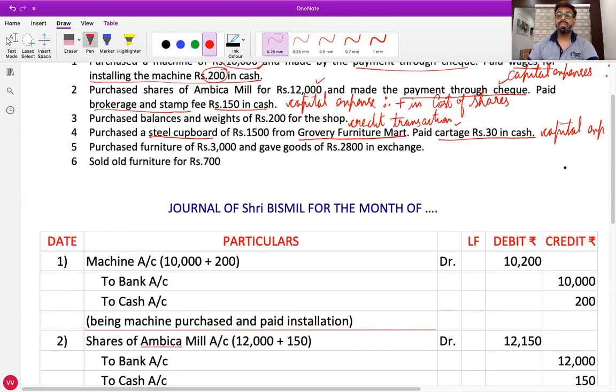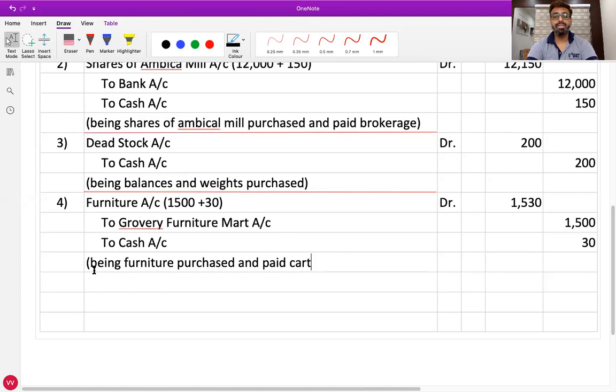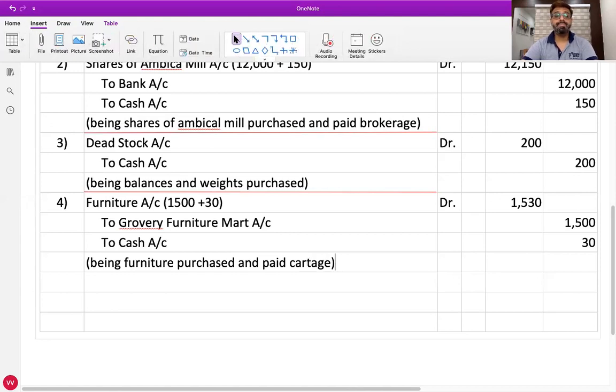Third effect: cash goes out. Yes, we have paid 30 in cash. So cash goes out. Credit what goes out. Therefore, to cash account credit with rupees 30. Being furniture purchased and paid cartage. Is everyone clear with this? Yes, sir.